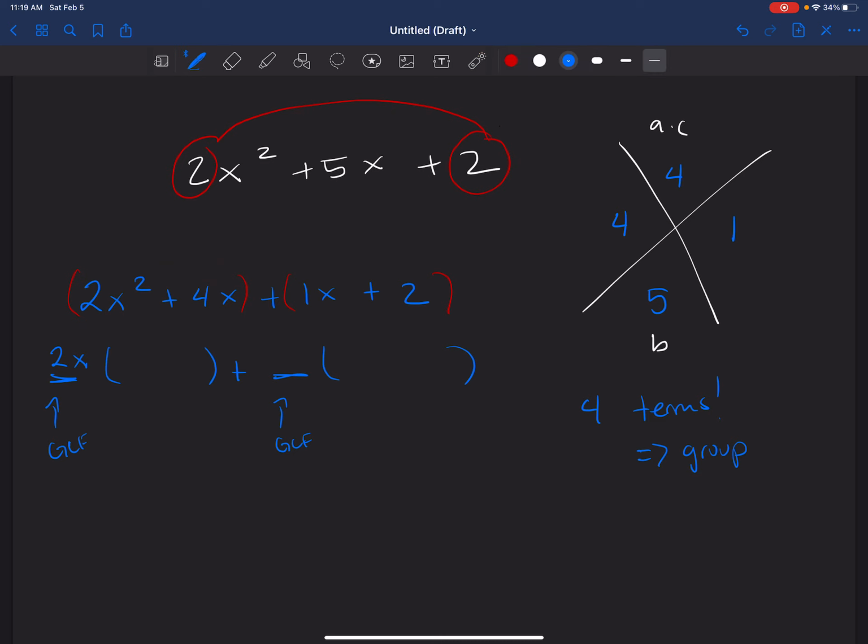So now I'm going to say, okay, well, 2x times what will give me 2x squared, and that's just x. And then 2x times what is going to give me positive 4x? That's just going to be positive 2. And then next, I need to figure out the GCF for this group, and I'm thinking, okay, the greatest common factor that goes into 1x and 2 at the same time is just 1.